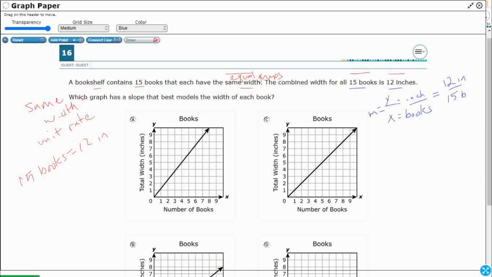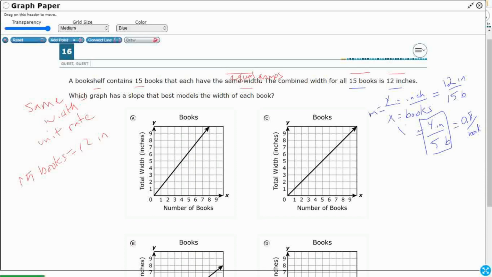So we simply need to simplify. We divide both of those by 3. What are we going to get? We're going to get 4 over 5 as a simplified version: 4 inches for every 5 books. That is within this graph. If we really wanted to, we could say 0.8 per book, but we don't necessarily get into the decimals here. So I'm going to roll with 4 inches for every 5 books.